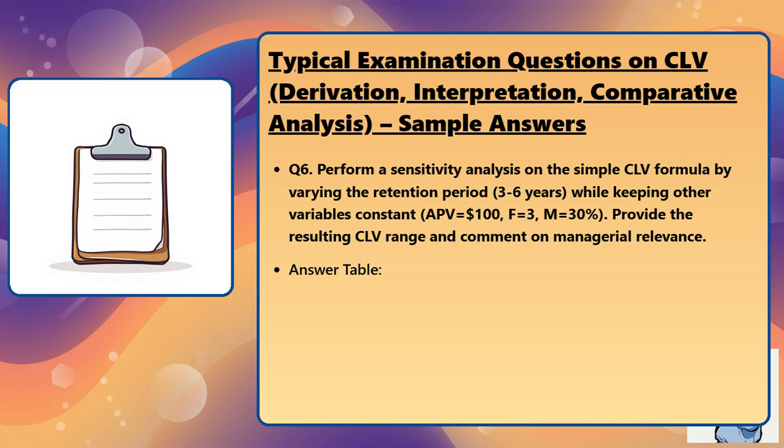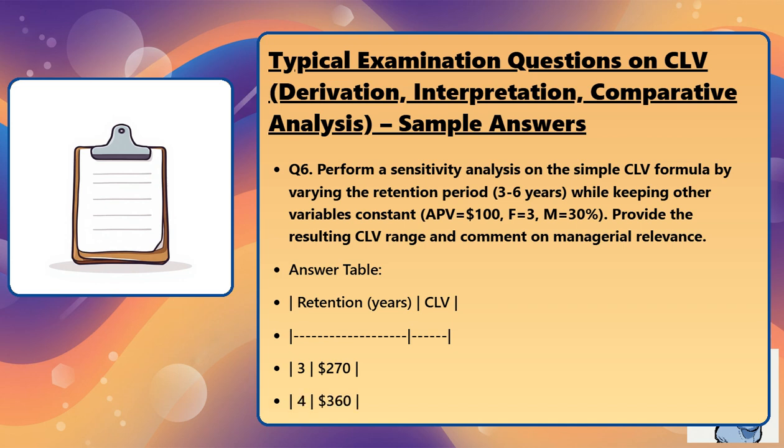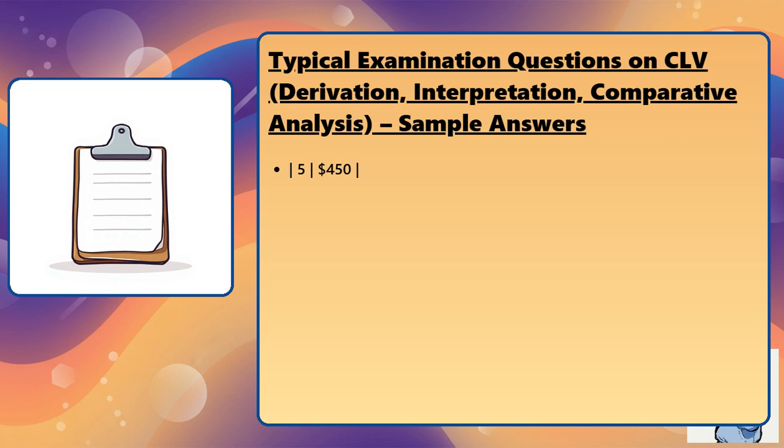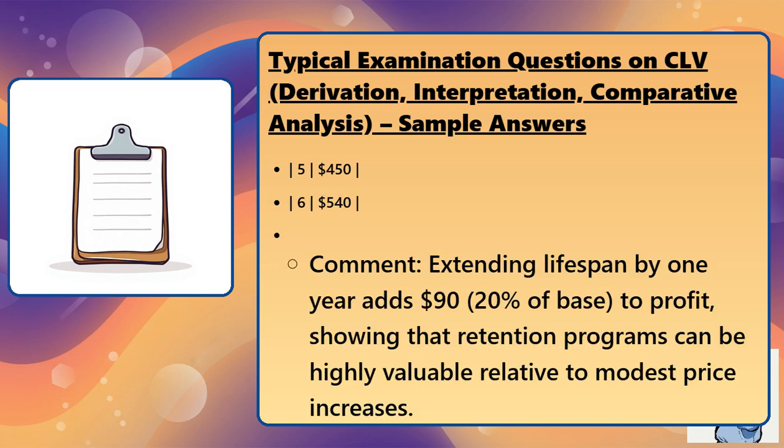Answer table. Retention years column and CLV column. 3 years equals $270. 4 years equals $360. 5 years equals $450. 6 years equals $540. Comment, extending lifespan by 1 year adds $90.